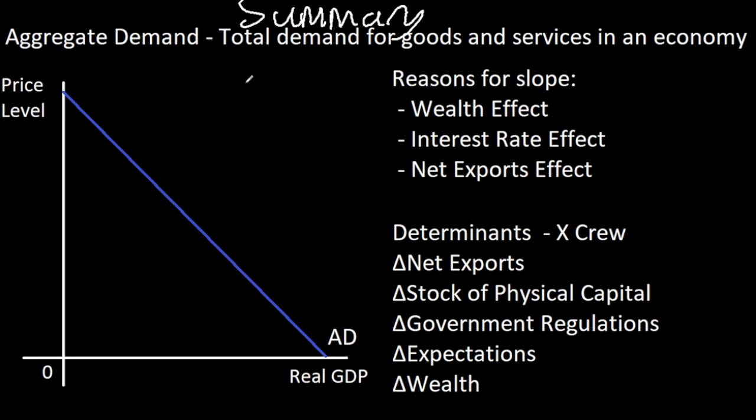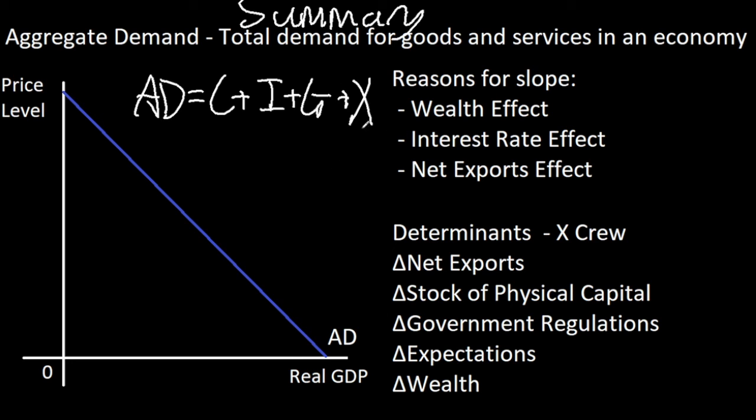Here's a short summary. The definition of aggregate demand is basically the total demand for goods and services in an economy. And you can get this by just adding all the spending, just C plus I plus G plus X, which you've learned last unit from the expenditures approach. There are three reasons for the aggregate demand's downward slope. The wealth effect, where consumers' purchasing power decreases, so they'll spend less.